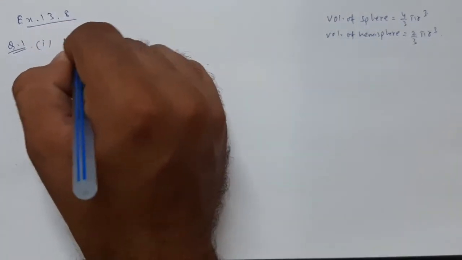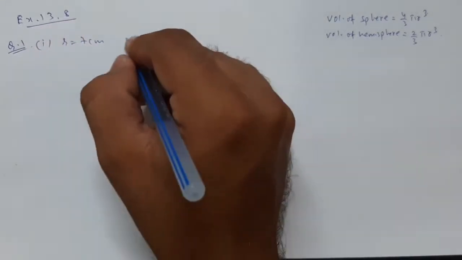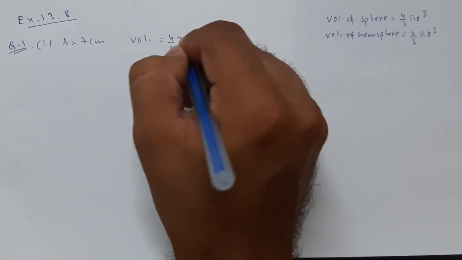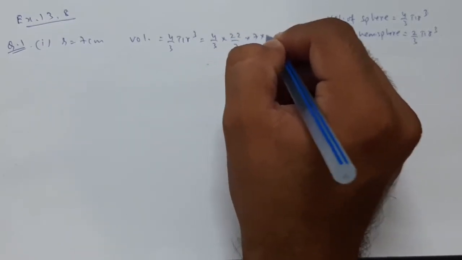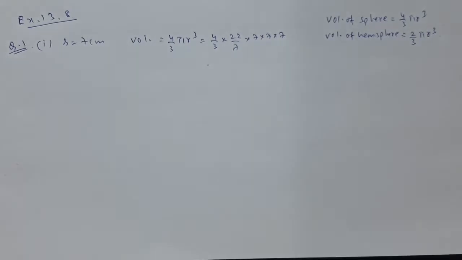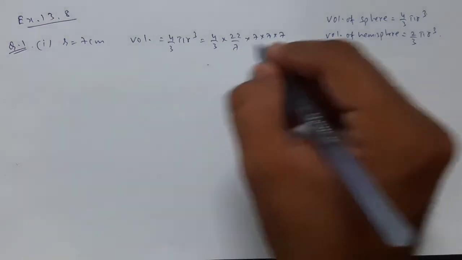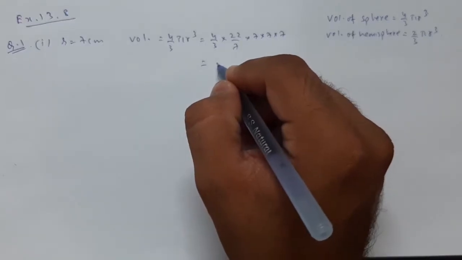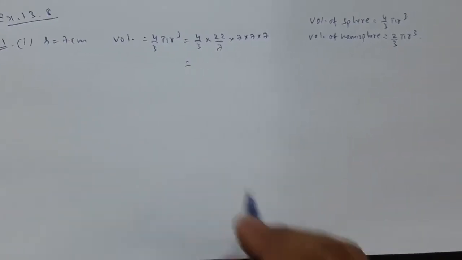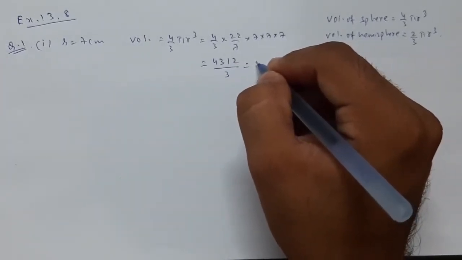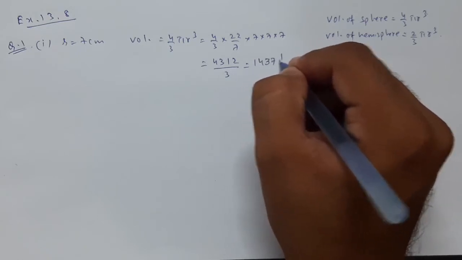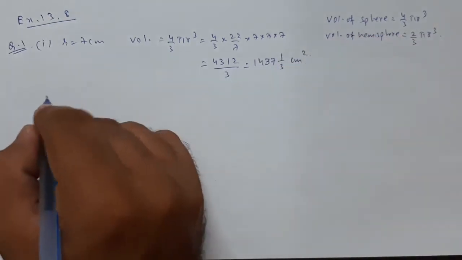Again, first bit, radius is given to you 7 centimeter. We need to find the volume. Volume is equal to 4 by 3 pi r cube, that is equal to 4 by 3 into 22 by 7 into 7 into 7 into 7. So we get answer as 4312 by 3, and that will give you 1437 and 1 by 3 centimeter cube.